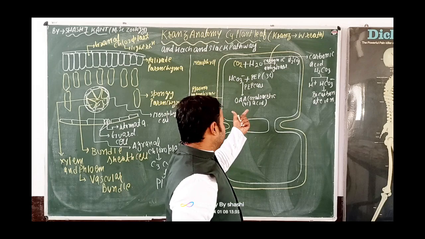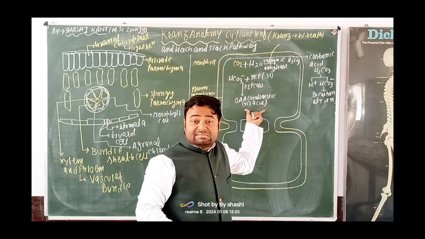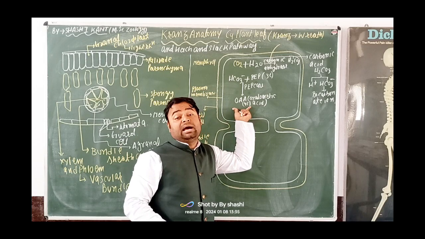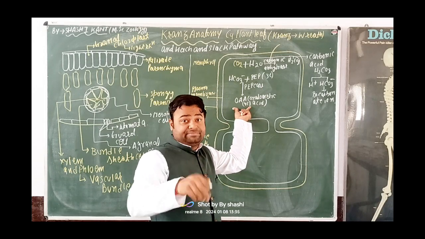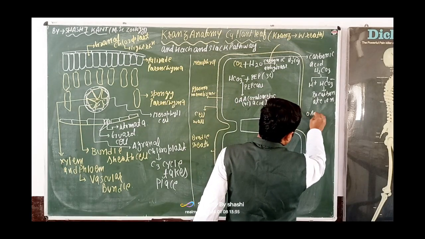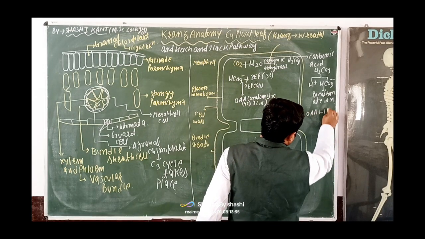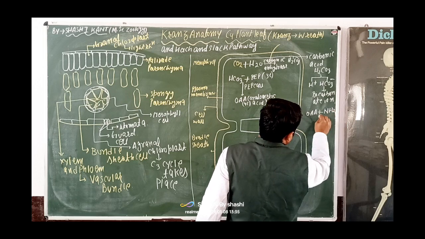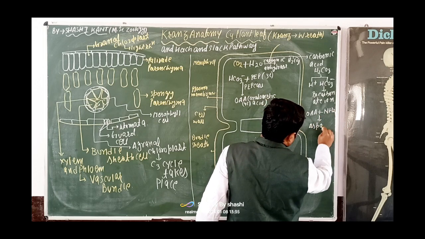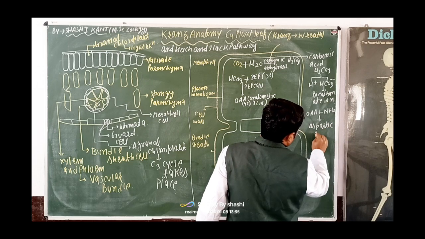The main thing which I have to mention here is that when this oxaloacetic acid combines with an amino group, it gives rise to aspartic acid. I am writing here, when OAA, that is oxaloacetic acid, combines with an amino group, it gives out aspartic acid.